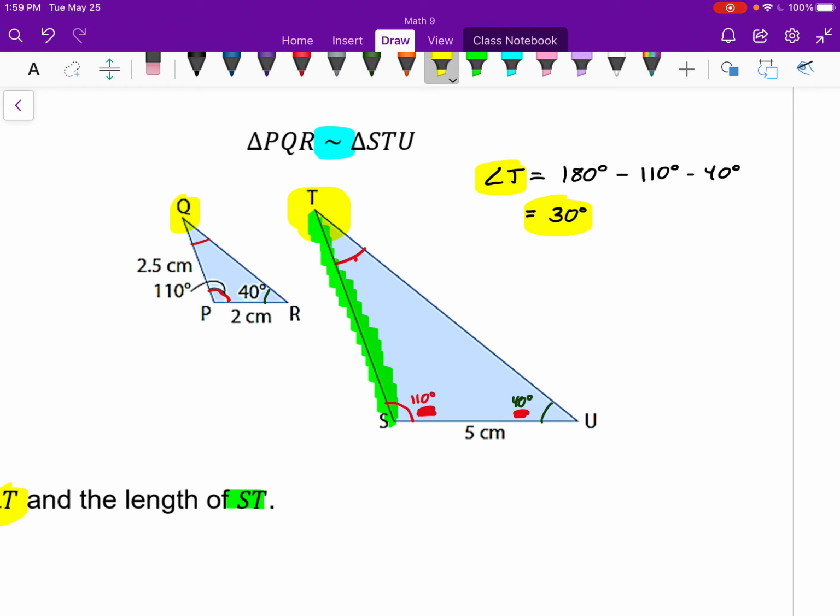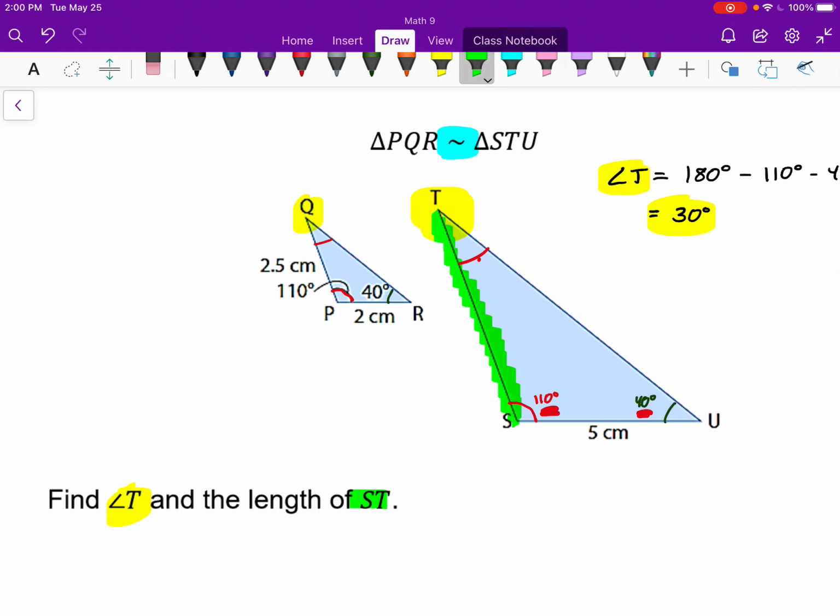All right, so to find angle T, I didn't need any special triangles in terms of finding proportions or anything. I really just needed to know how these angles compare to one another, and then remember that all triangles have a sum of interior angles that add up to 180 degrees. That's it. How do I find the length of ST?